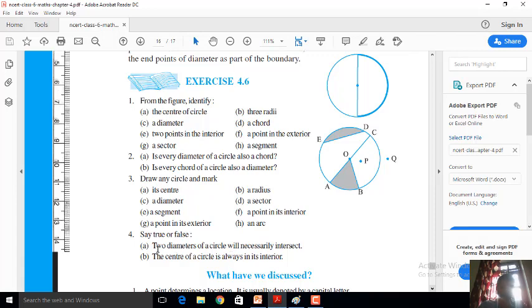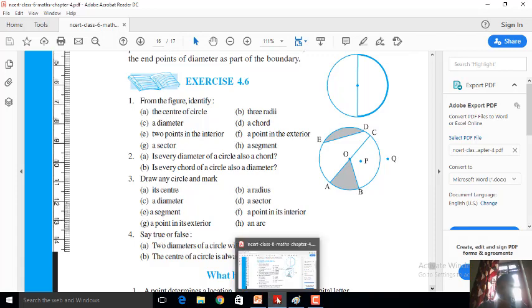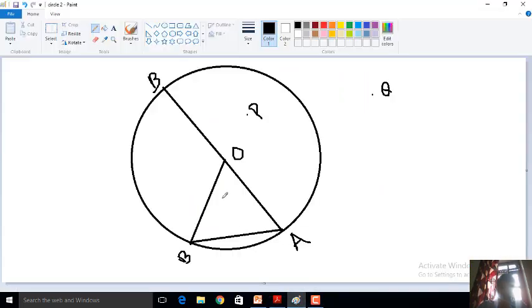Now the fourth question is to say true or false. Two diameters of a circle will necessarily intersect. Yes, this is true. Suppose this is the first diameter. Let me draw a second diameter. We know that every diameter of a circle passes through the center. So if we draw n number of diameters, then all of them will intersect at a point, and that point is known as the center of the circle. So yes, the answer is yes.